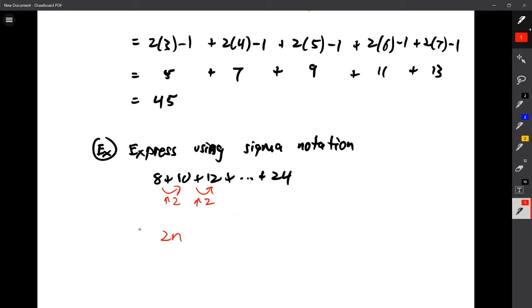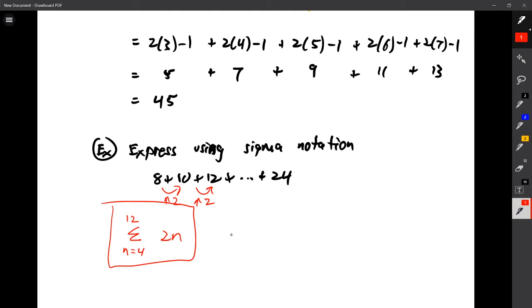Now you can start these wherever you want. So I could say, well, if I want 2n to end up giving me my first term, which is 8, could I start at n equals 4? Now let's see if that works. This is kind of go with something you think and then test it a little bit. So 2 times 4 is 8. My next one would be 2 times 5. Then my next one would be 2 times 6. And I'm going up to 12. So from n equals 4 to 12. And that would actually work.